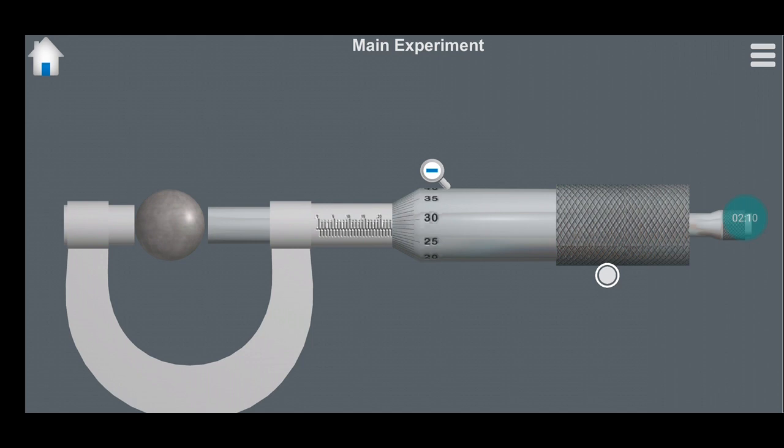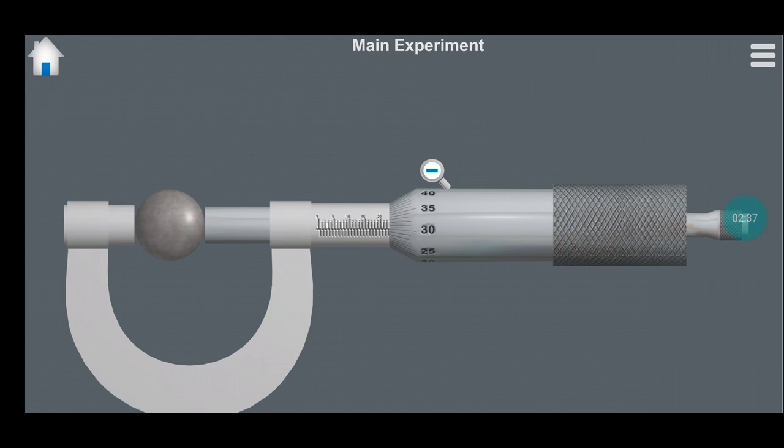It means if we rotate the circular scale one complete rotation, it will move 1 mm on the main scale. Then we will divide the pitch by the number of divisions on the circular scale, and we will get the least count. The least count of the screw gauge is 0.001 centimeter. Now you can see it is not moving.